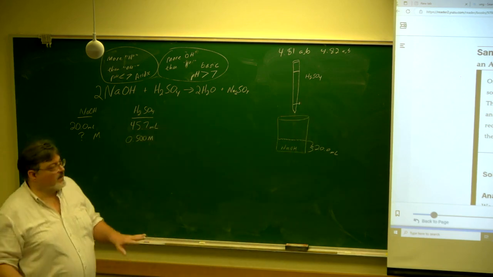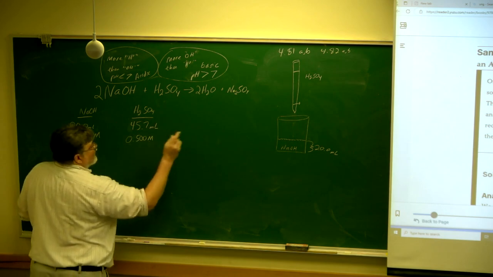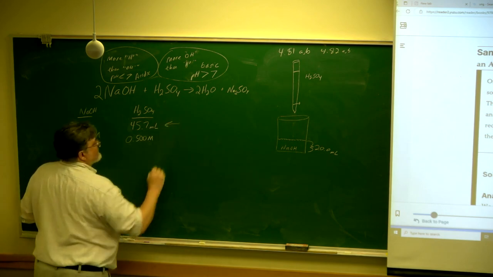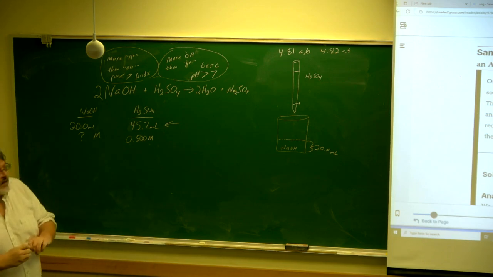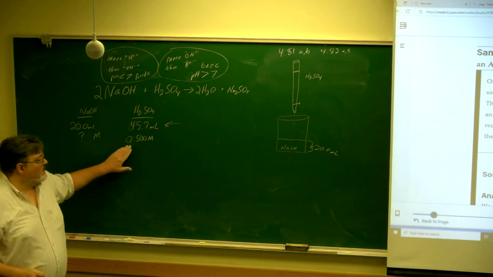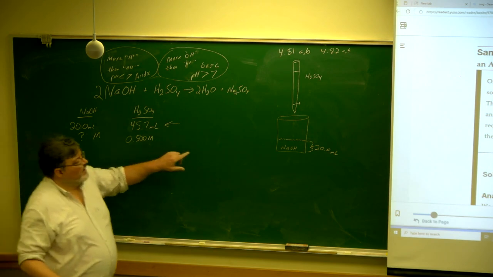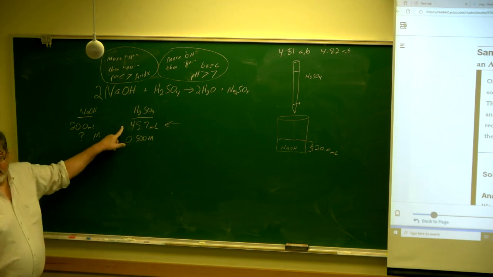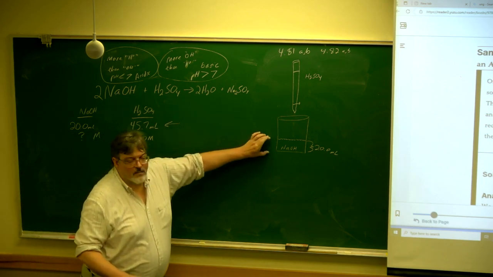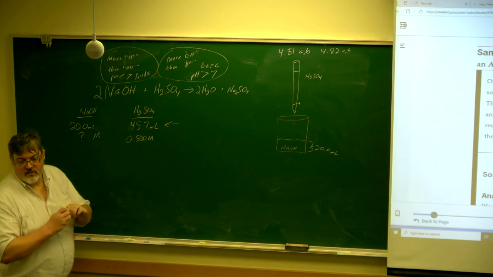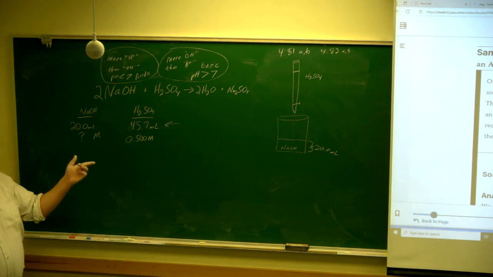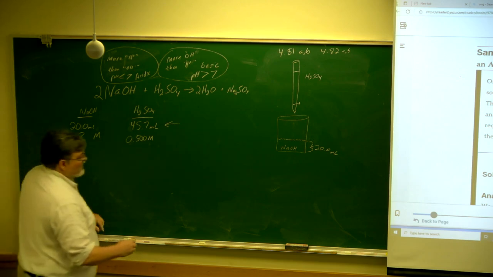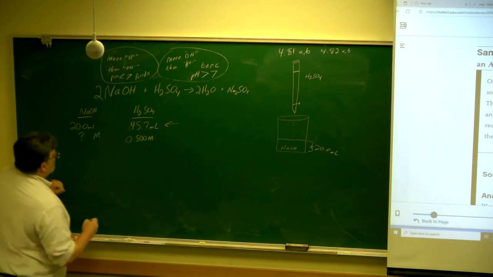Then when it's completely neutralized, they read their burette, and it said 45.7 milliliters. So they knew the concentration up to 3 significant figures. They knew exactly how many milliliters they put in there, and they know exactly how many milliliters of the NaOH they have. So that's a titration. The way the calculation works should look very familiar.